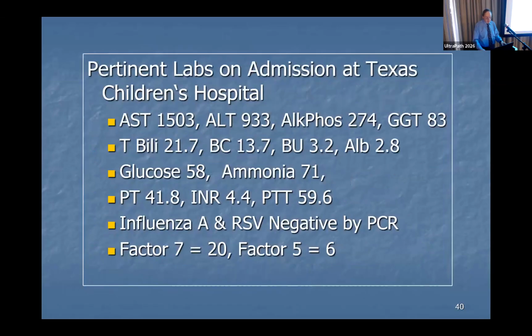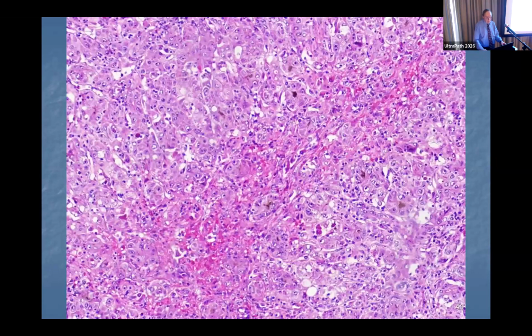So before that happened, we actually got a biopsy of this, and I'll show you that before I show you the explant. So his pertinent lab values were, as expected, AST and ALT markedly elevated. Also, alkaline phosphatase and GGT markedly elevated. His bilirubin was quite high, his glucose was relatively low, and his ammonia levels were very high, accounting for his mental changes. The coagulation factors were all abnormal. The PCR was done just for influenza A and RSV, and those were negative by PCR. And you can see his factor 7 and factor 5 were decreased as well.